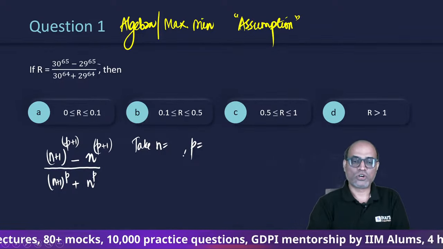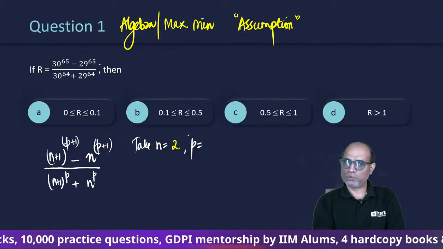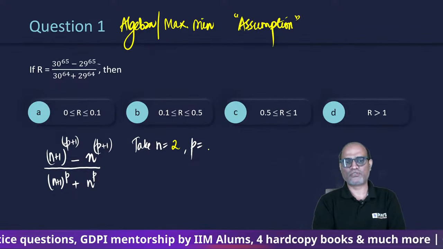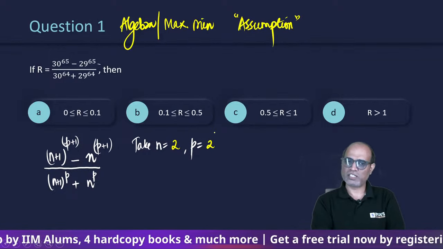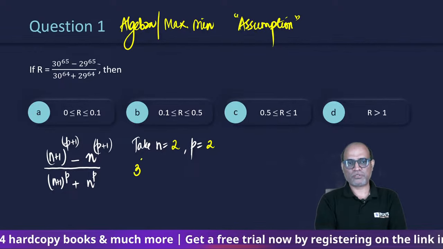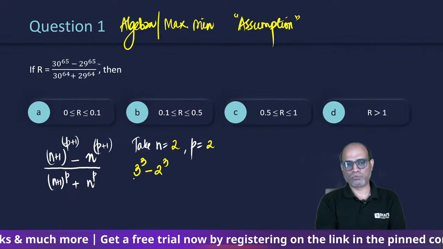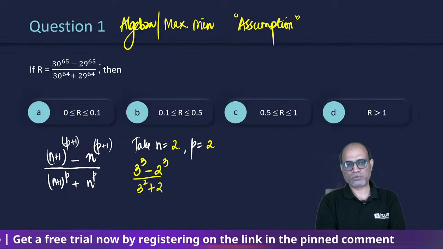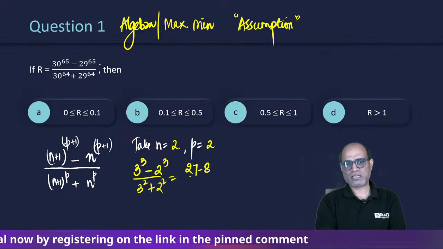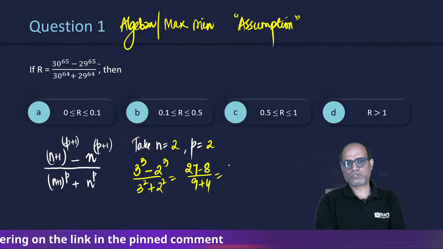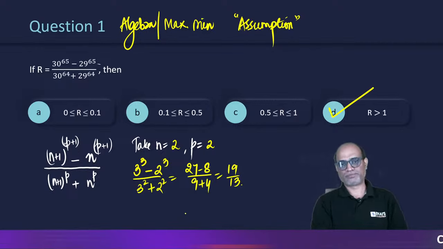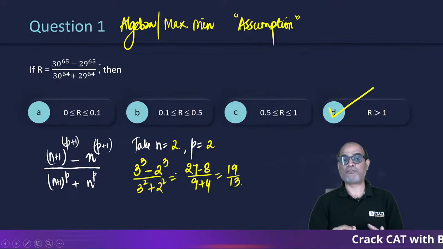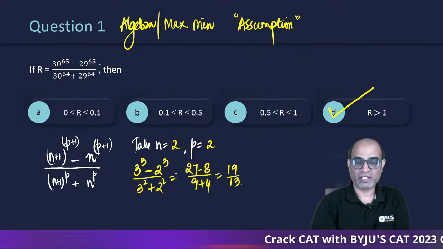I will consider the value of n to be 2, and the value of p to be 2 also. That is enough. So if n is 2, this becomes 3. 3 cube minus 2 cube divided by 3 square plus 2 square. So this is 27 minus 8 divided by 9 plus 4. So this is going to be 19 by 13. 19 by 13 is more than 1. This is also more than 1. If you are not sure about this, you will have to take some other values for n and p to check.